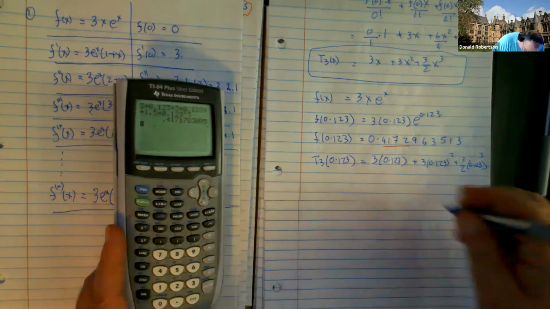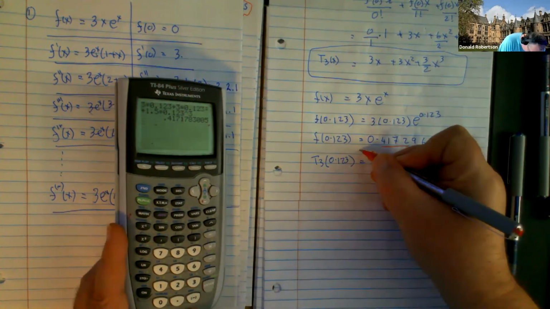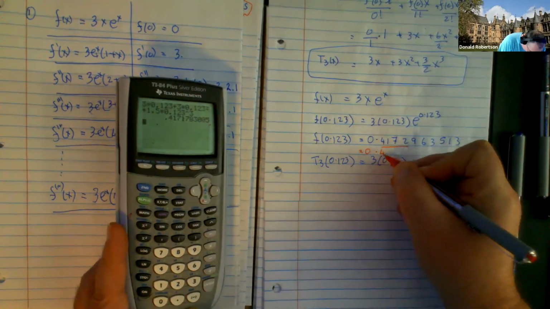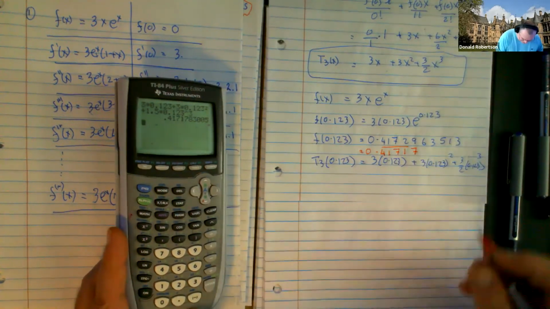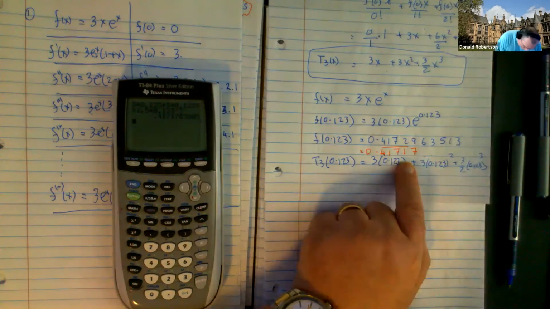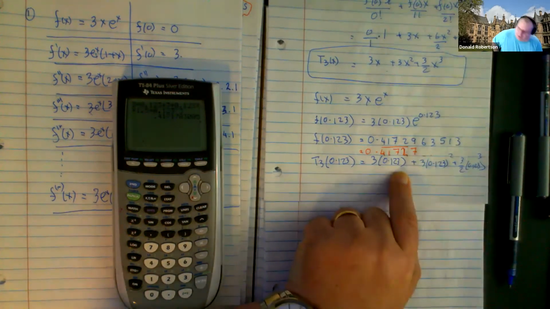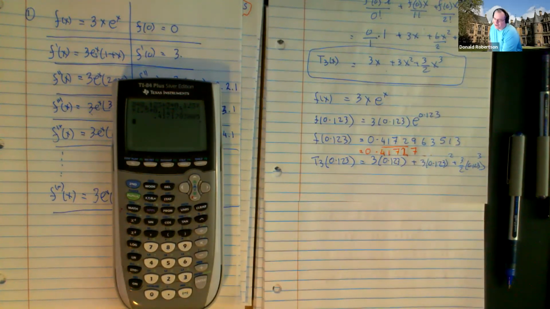And the answer that I got was 0.417117 and some stuff. But if I round that off, it worked, didn't it? We got 4 decimal places.